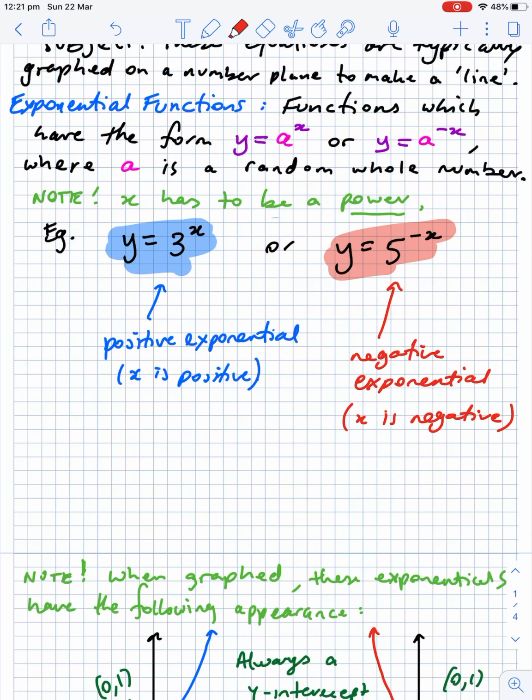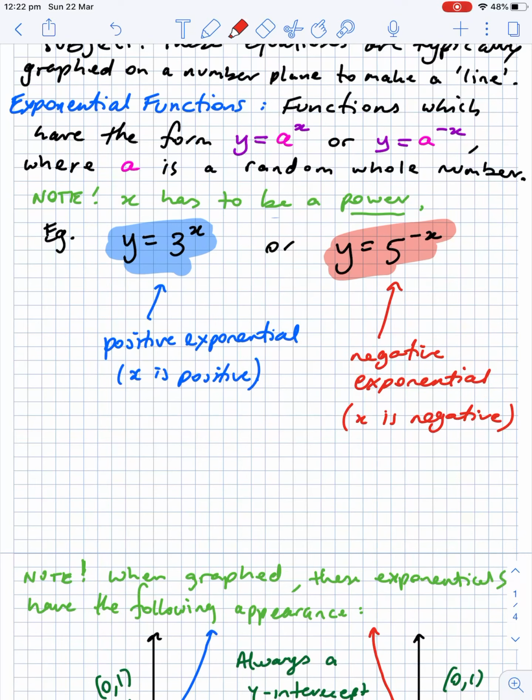So here we've got y equals 3 to the power of x. So as you can see, we've got our y equals, which is needed, and we've got our normal sort of number here, and then we've got our x as a power. So that's the must here. This x being a power is really crucial. Over here, we've got our y equals, we've got our normal 5, and we've still got x as a power, but it's just the negative version of x. So we consider that to be a negative exponential. Over here, it was a positive exponential.